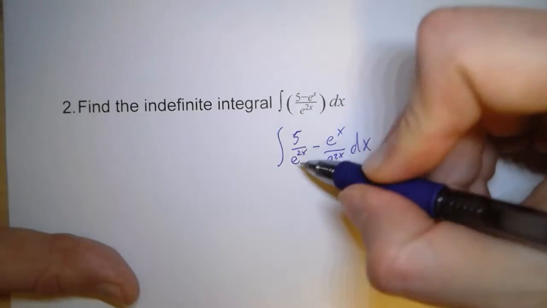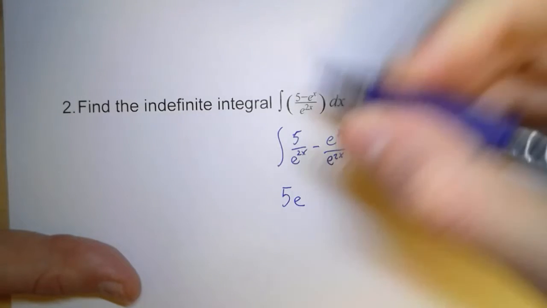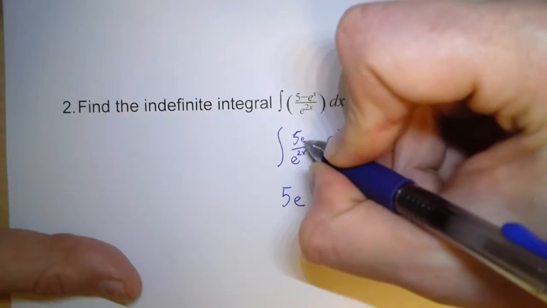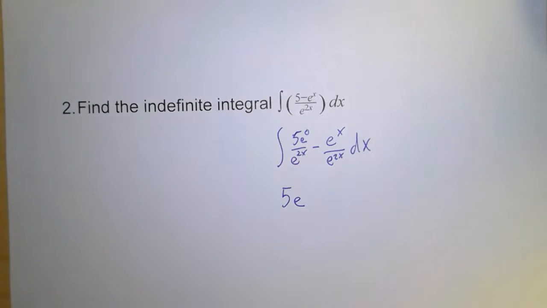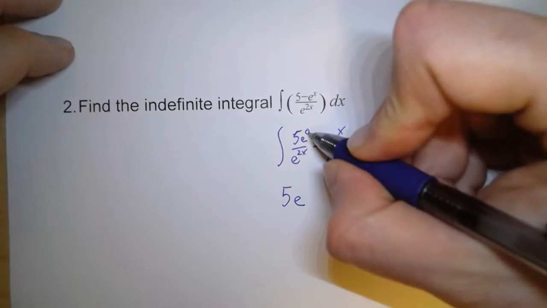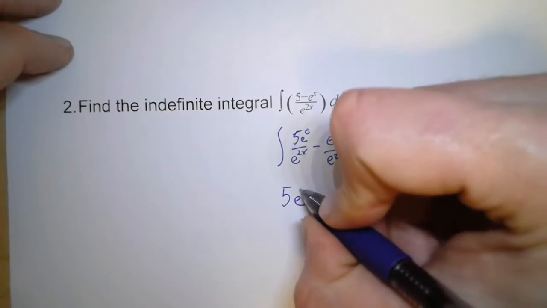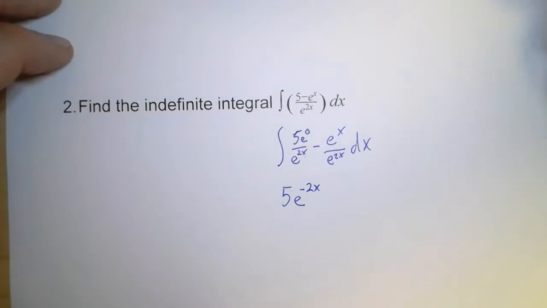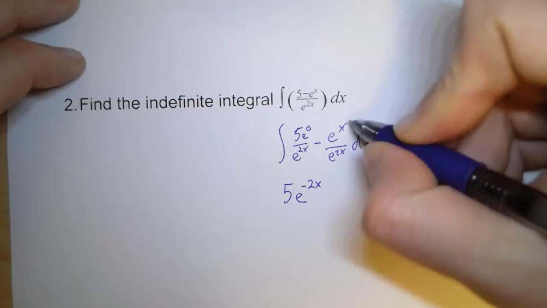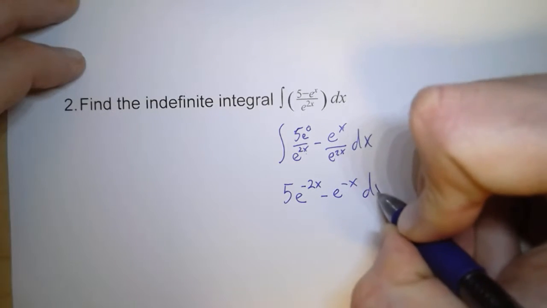Now we want to rewrite this as 5 times e to some number. Now there is no e here. True. But you could think of it as e to the 0 power, because anything to the 0 power is just 1. So we take these two exponents, 0 and 2x, and subtract them, and so we have e to the negative 2x. And here we have x minus 2x, so that's going to be e to the negative x dx.